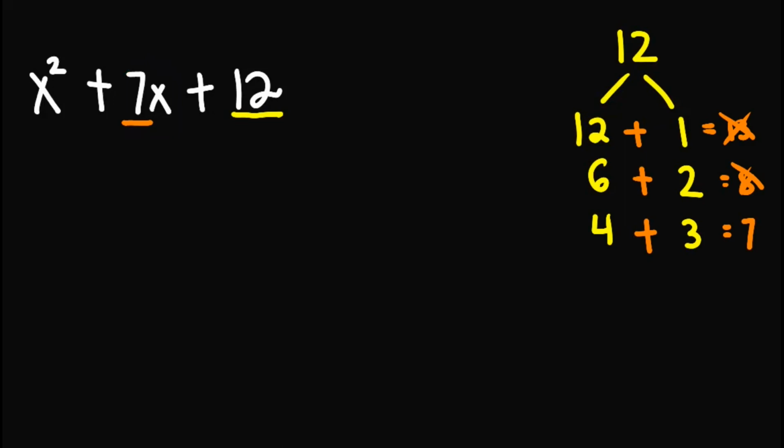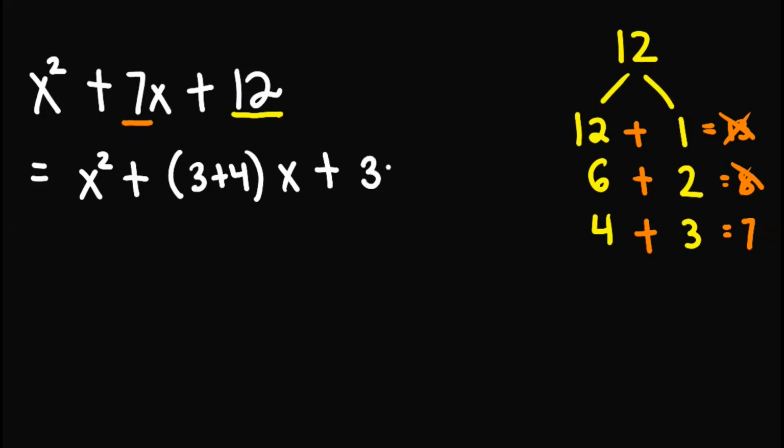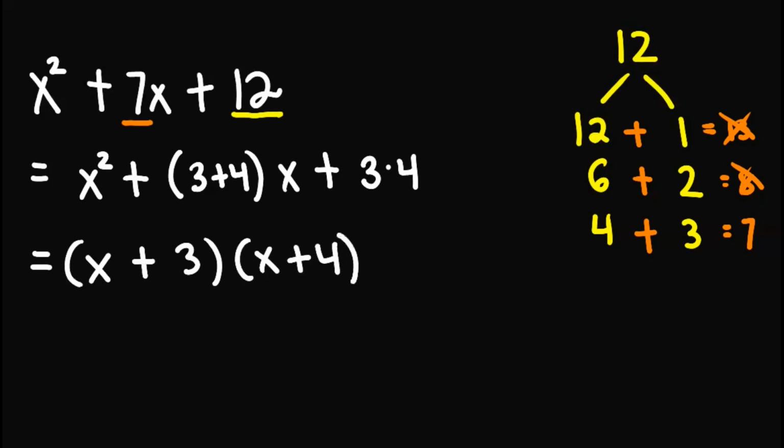So we can write this one as x squared plus 3 plus 4 x plus 3 times 4. So clearly this is similar to the one that we had a while ago. And from here, we can conclude that the factored form of this trinomial is x plus 3 times x plus 4. And so that is how we factor quadratic trinomials.